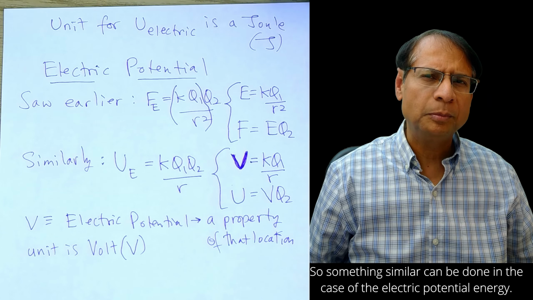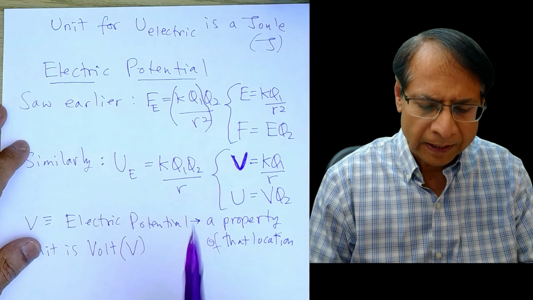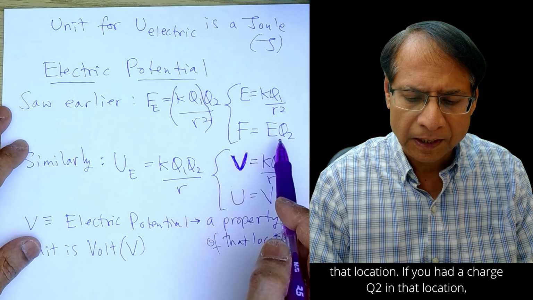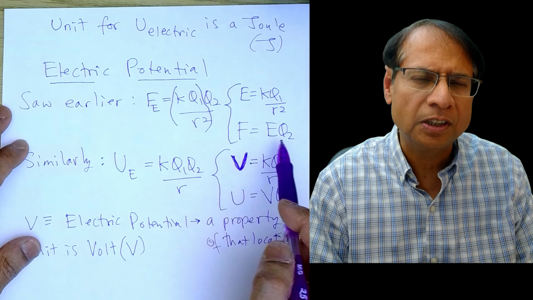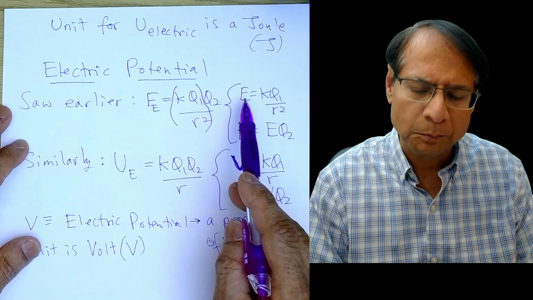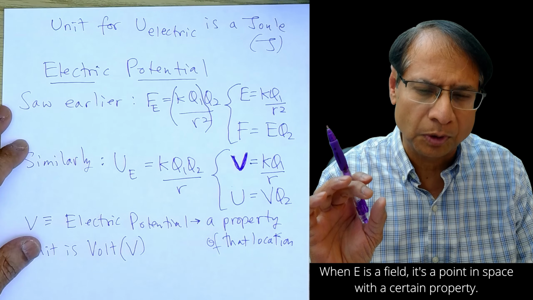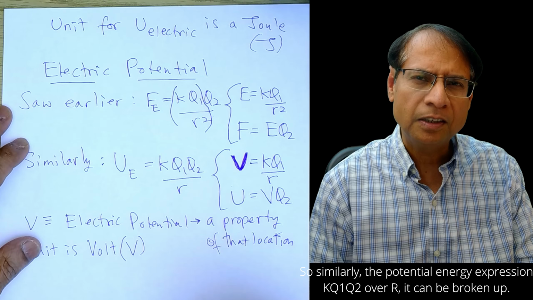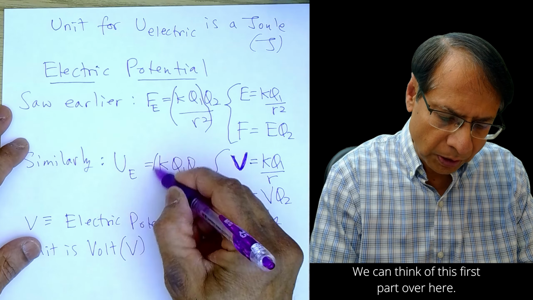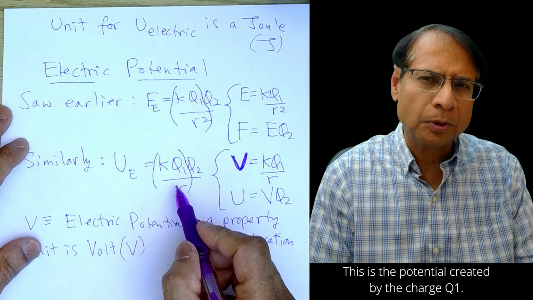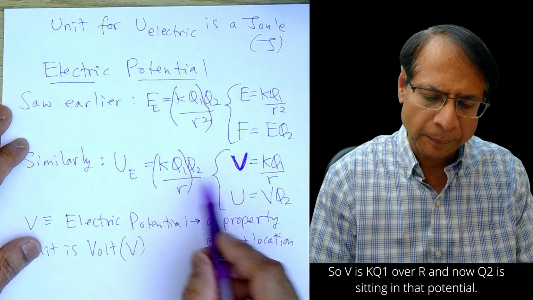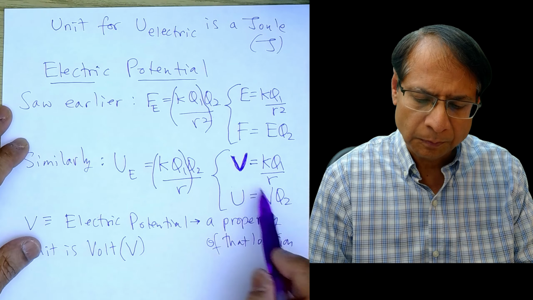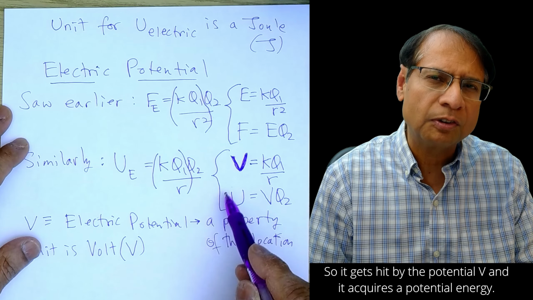Something similar can be done in the case of the electric potential energy. Just as the electric field was a property of that point in space, that location, if you had a charge Q2 in that location, it was basically the victim of that electric field. E is a field, a point in space with a certain property. Similarly, the potential energy expression K Q1 Q2 over R can be broken up. We can think of this first part over here as the potential created by the charge Q1. So V is K Q1 over R, and now Q2 is sitting in that potential, so it gets hit by the potential V and it acquires a potential energy.